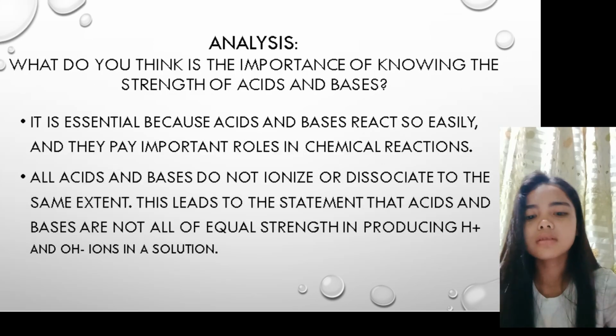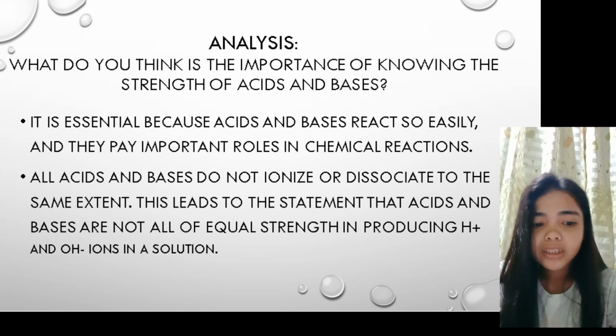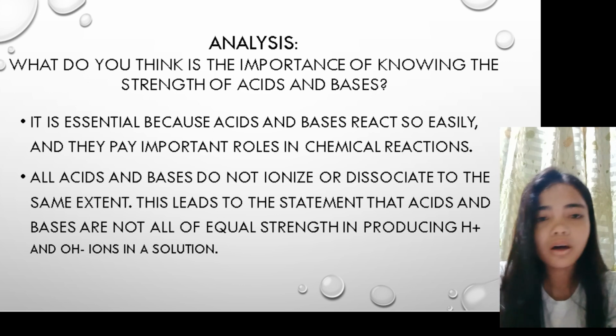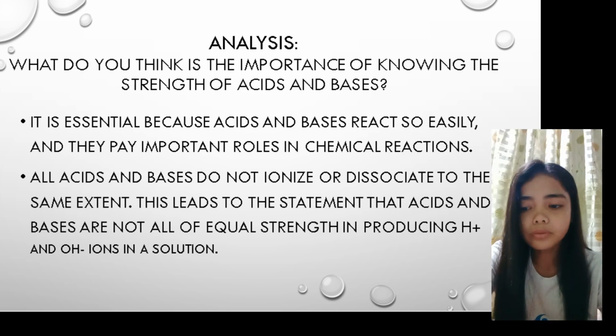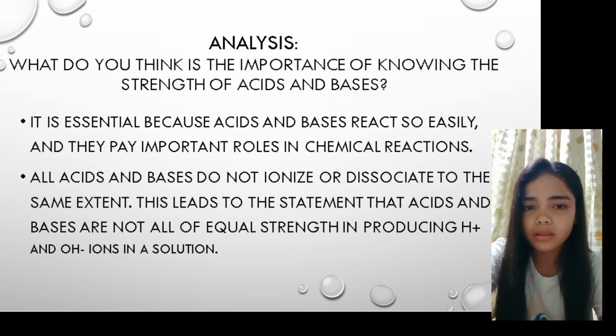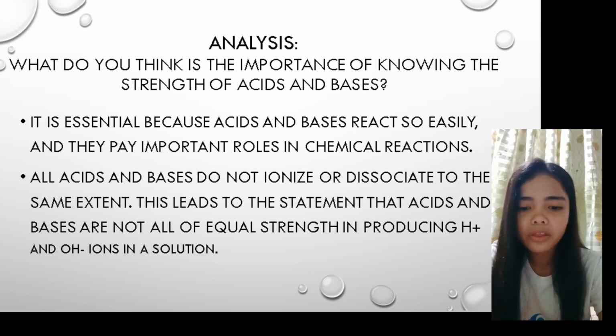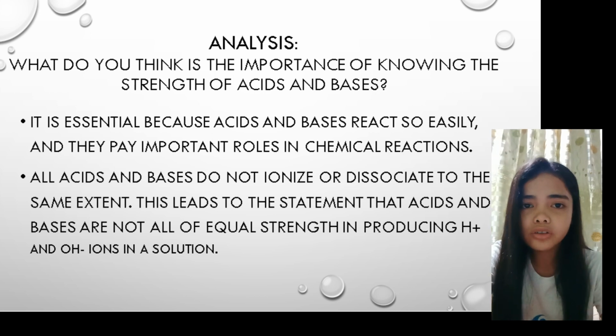Now, let's proceed to the analysis. The question is, what do you think is the importance of knowing the strength of acids and bases? It is very essential because acids and bases react so easily and they play important roles in chemical reactions. Moreover, all acids and bases do not ionize or dissociate to the same extent. This leads to the statement that acids and bases are not all of equal strength in producing hydrogen protons and hydroxide ions in a solution.